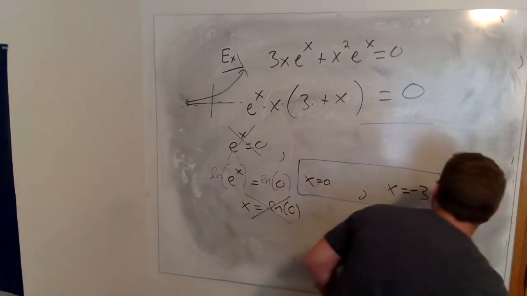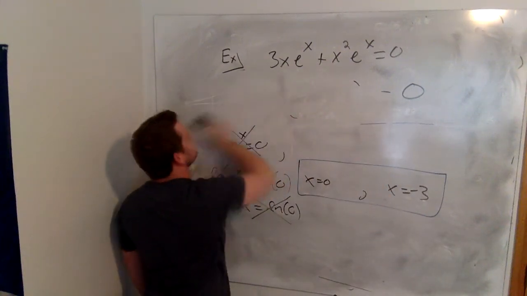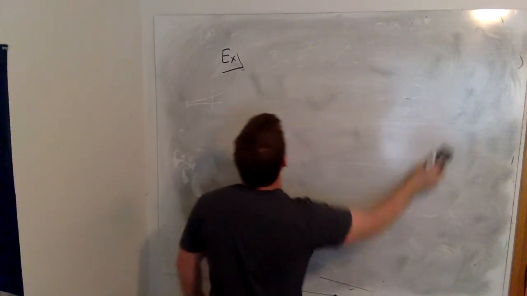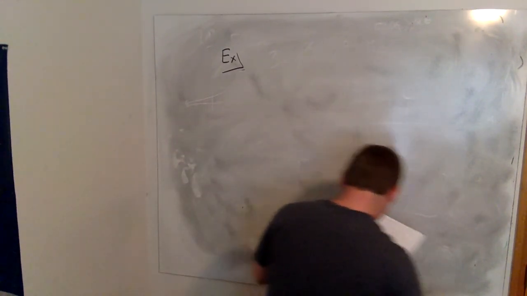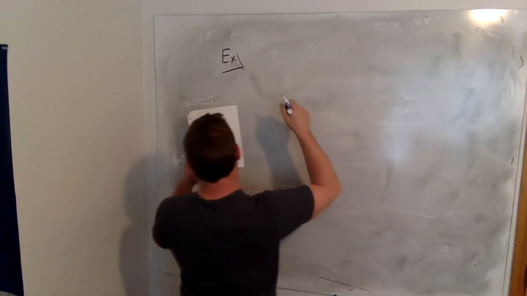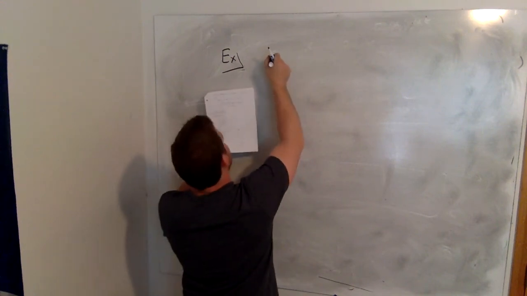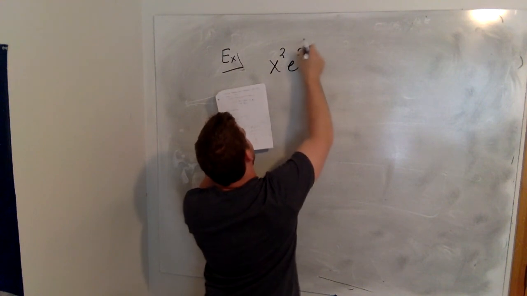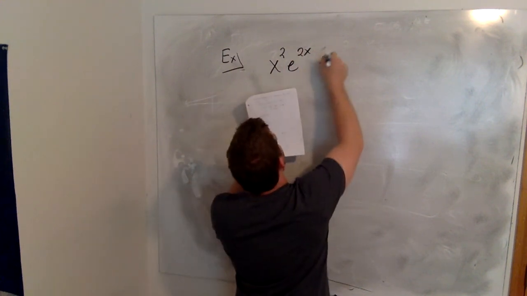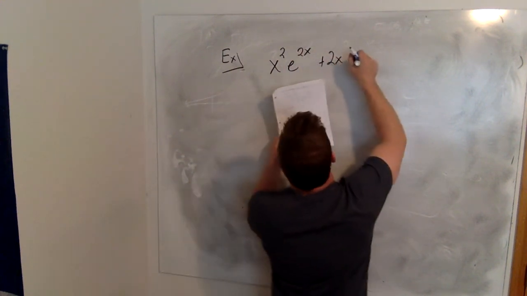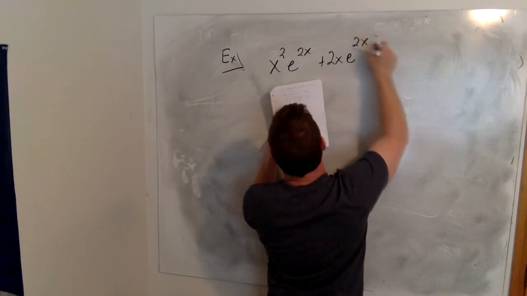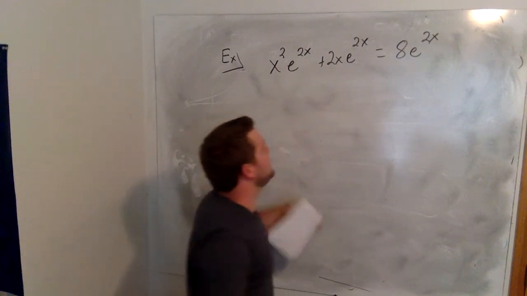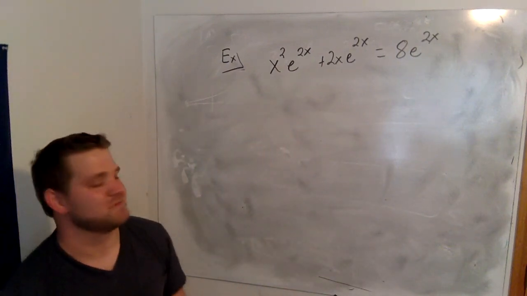Okay. Let's have you try one of this form. Okay, let's say we want to solve, I don't know, how about x squared times e to the 2x plus 2x times e to the 2x is equal to 8 times e to the 2x. Go ahead and pause the video and give this a shot on your own.